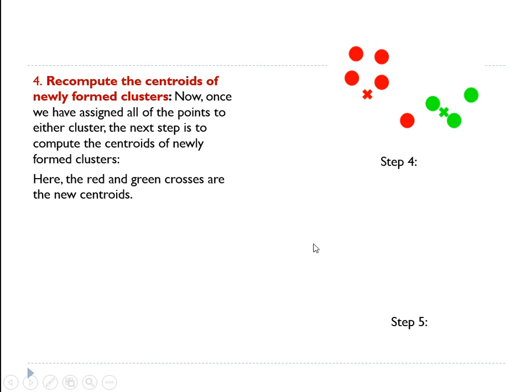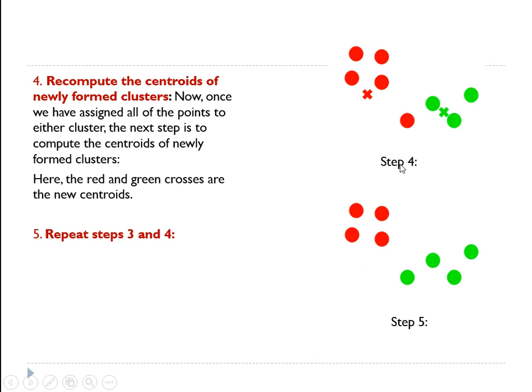Next, in step 4, we recompute the centroids again, because the centroid we chose before was just an assumption. So now we have to change the centroid. How do you change the centroid? When you're changing the centroid, of course, the calculations are done again, the distances. Once we have assigned all the points to each cluster, now we recompute the centroids. After recomputation, you can see that the red and green crosses are the new centroids.